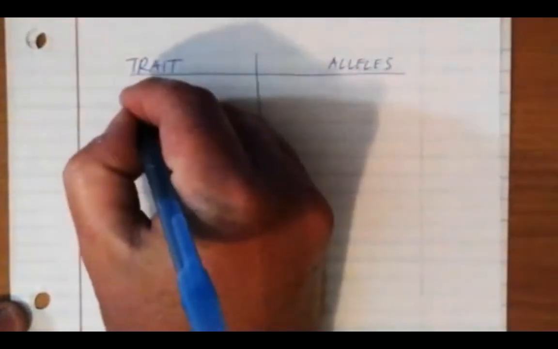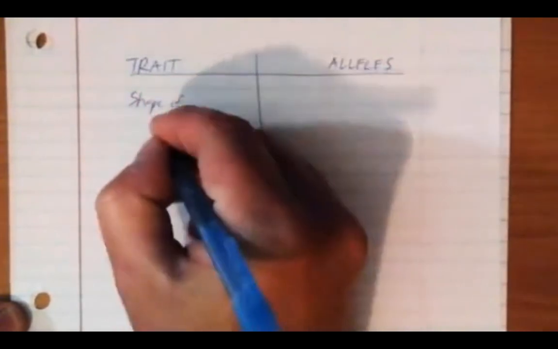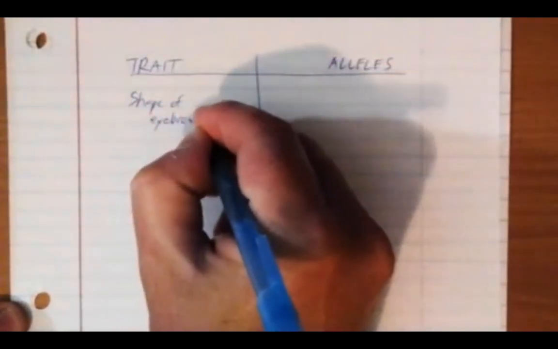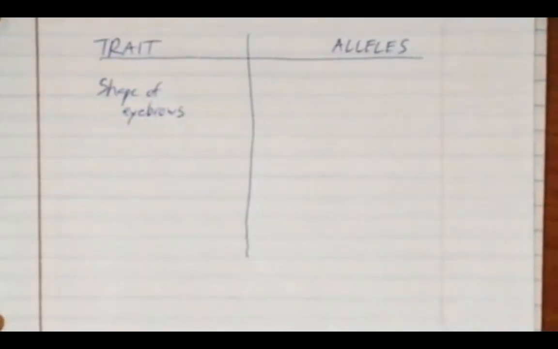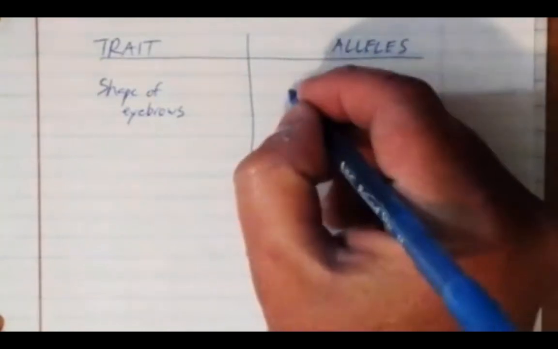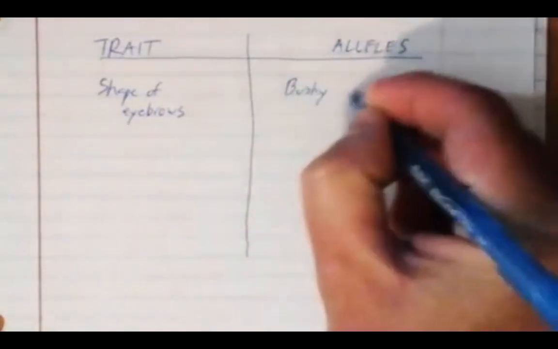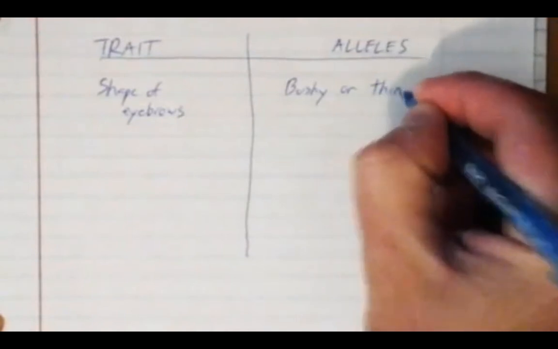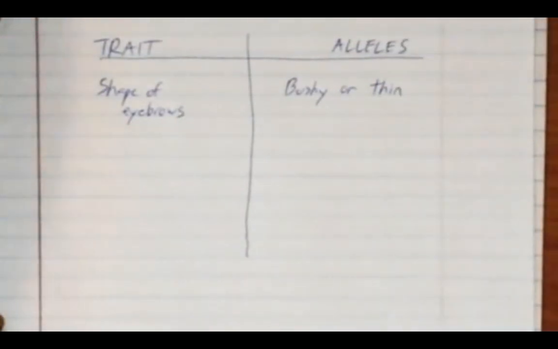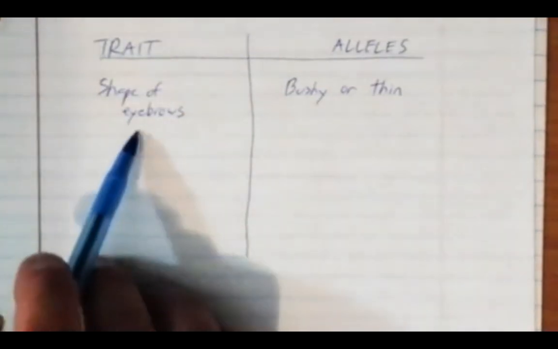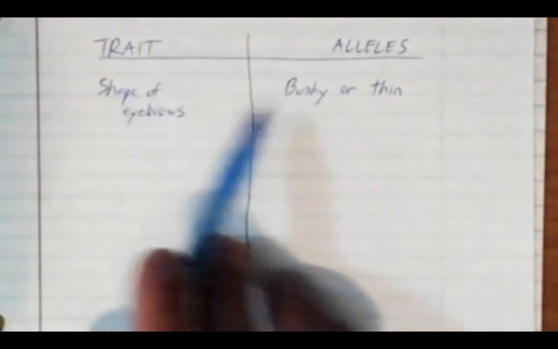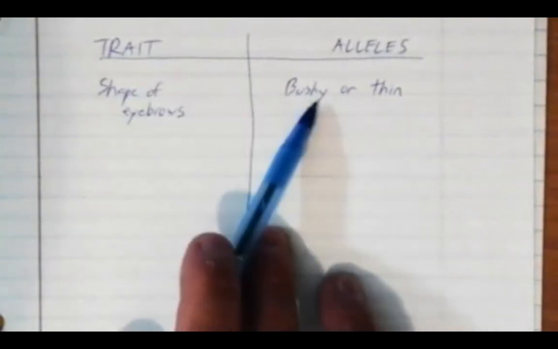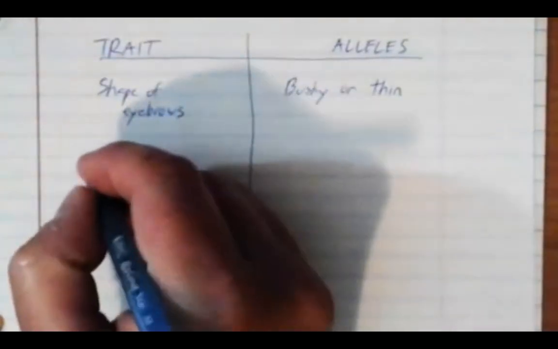Okay, so if I talk about the shape of eyebrows, that's the trait. If I talk about what are the possibilities for the shape of eyebrows, well, there's bushy eyebrows or there's thin eyebrows. Now there may be more possibilities, but let's just keep it very basic at this point. So the trait is the shape, which is a category. Each of the options is the allele. All right, let's do it again.